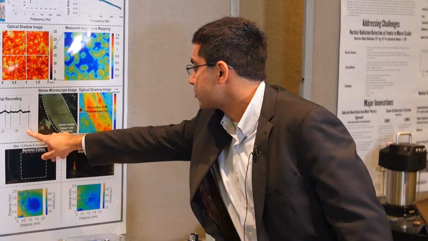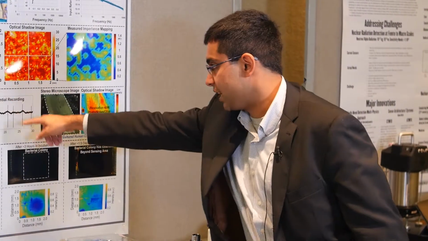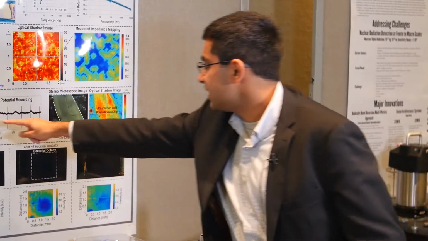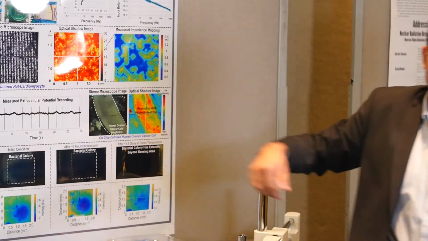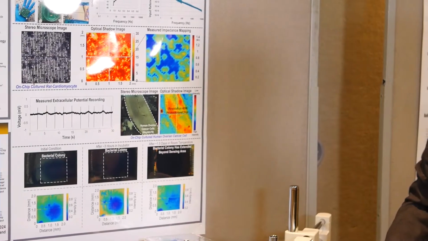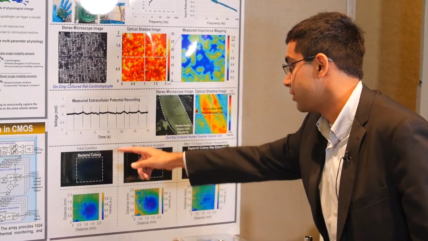Here is also the extracellular potential recording of this sample. As we can see here, each of these spikes represents an action potential event consisting of a depolarization and a repolarization.